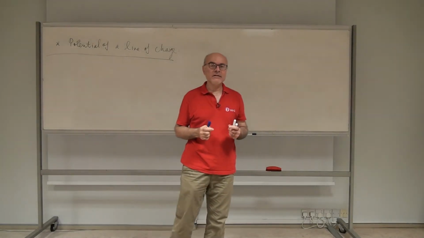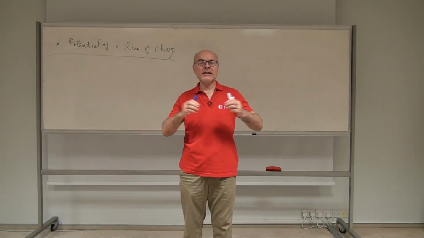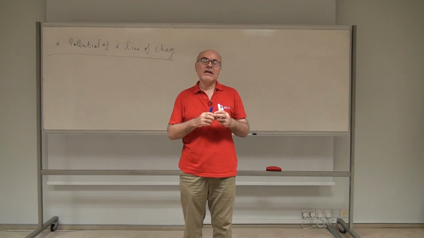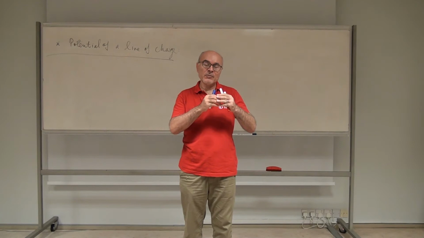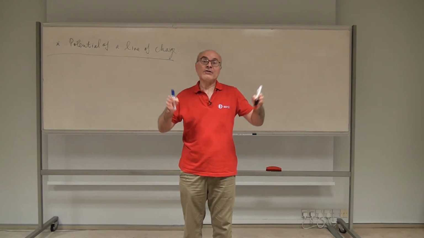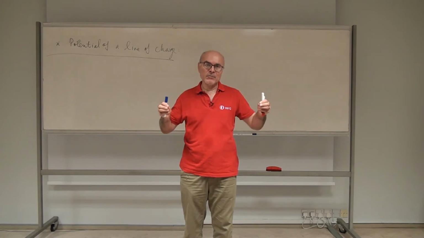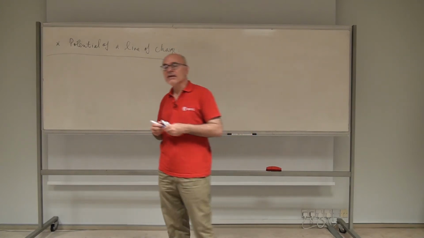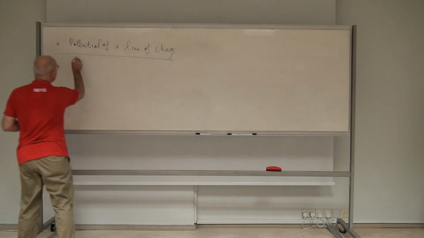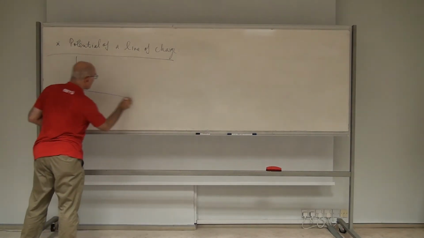Now we consider a uniformly charged line of charge, so that the charge is distributed over a straight line, a portion of the x-axis, and it is uniformly distributed there. And I want to find the electric potential at a point along the y-axis.